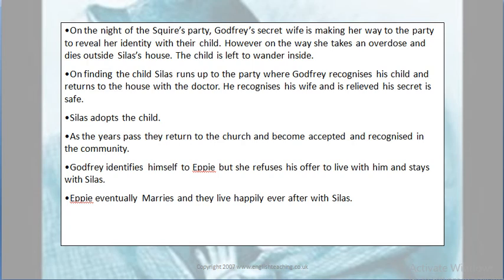So that's all about the lesson in week 5, and we'll discuss more about the novel in detail in week 6.